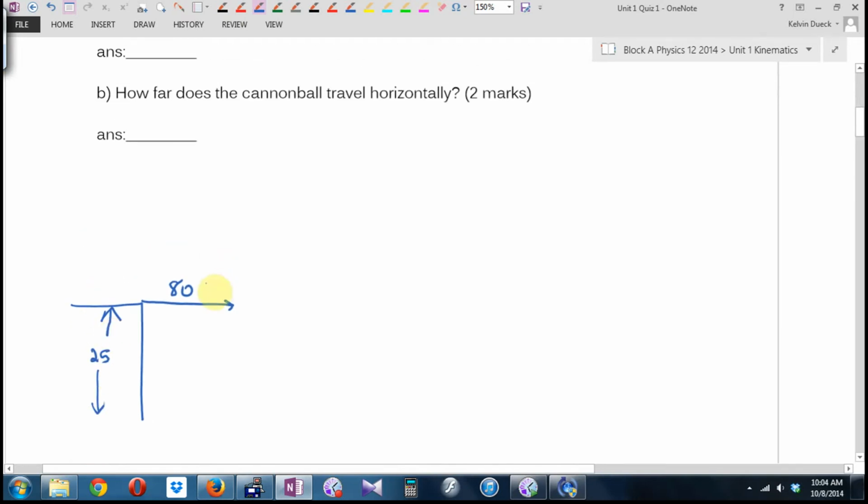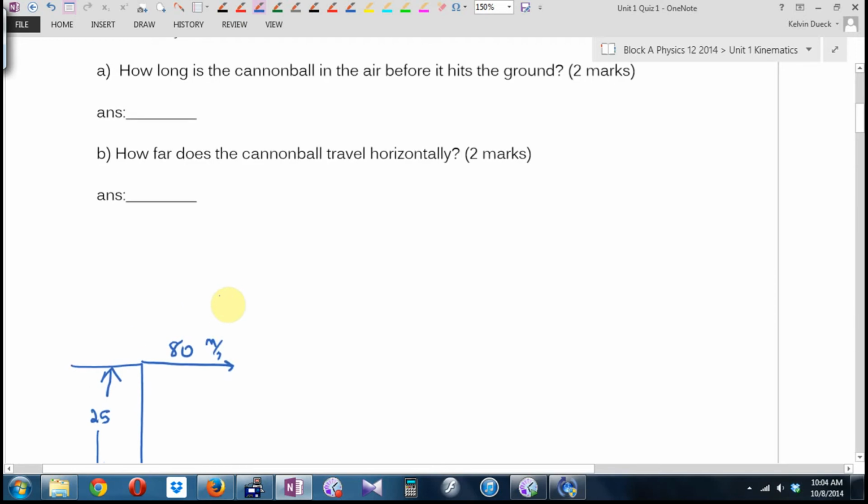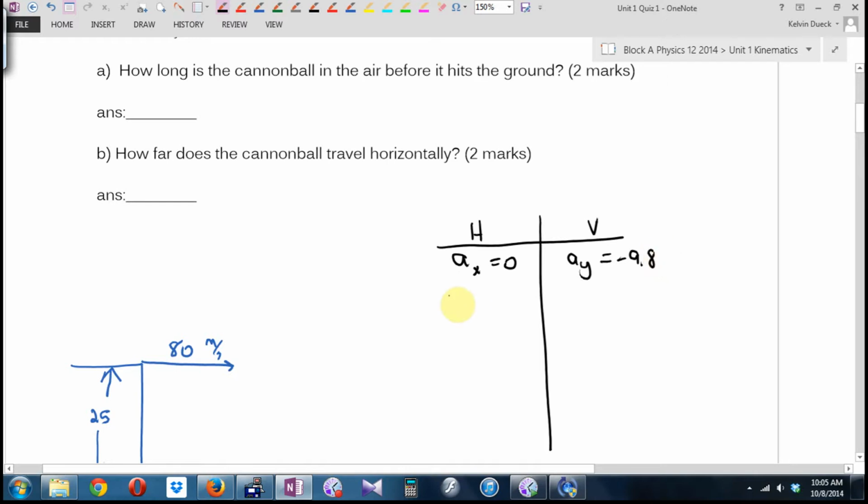Okay, I've got my picture. And they want me to find how long the cannonball is in the air, they want me to find time. And they want me to find how far it travels horizontally. They want me to find dx. I would do time first. Oh, and then I can say, I actually already know the horizontal velocity.